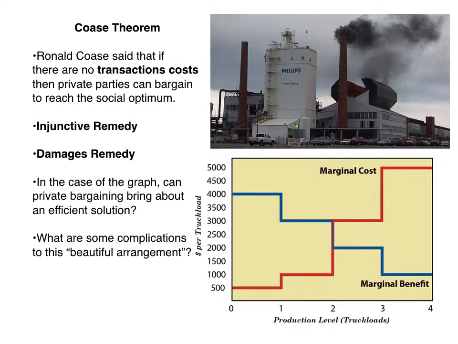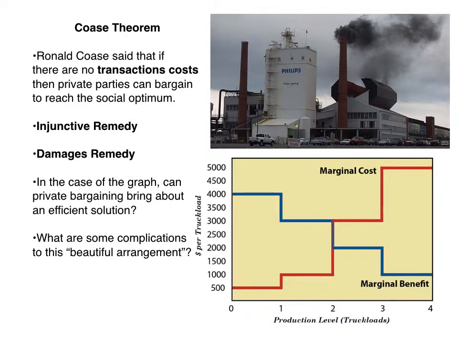If the light bulb company negotiates payments to the citizens in exchange for permission to pollute, for the first light bulb, if the first truckload brings $4,000 in profit and only causes $500 in damages, then any payment from the company to the citizens between $500 and $4,000 for permission to produce one truckload will make both parties better off. So there's room for negotiation for the first, and there is perhaps room up to two for bargaining to be made. And again, both parties need to be made better off from the transaction.